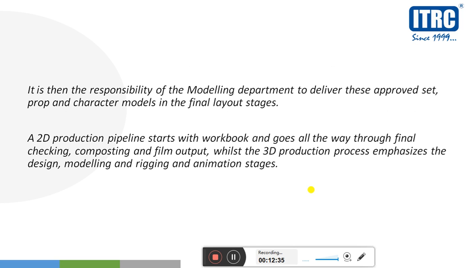A 2D production pipeline starts with the workbook and goes all the way through final checking, compositing, and film output. Whilst the 3D production process emphasizes the design, modeling, rigging, and animation stages.